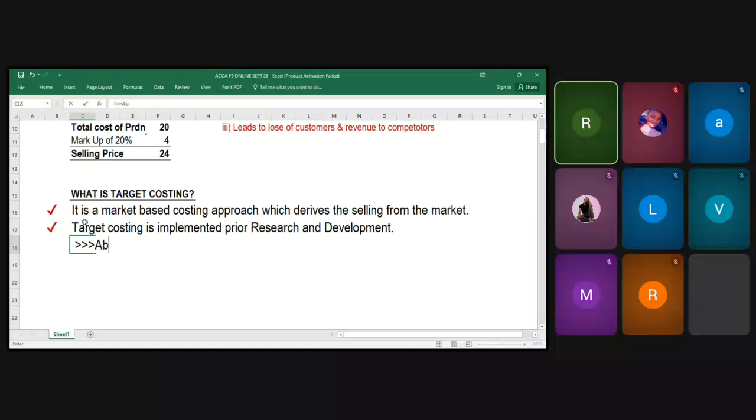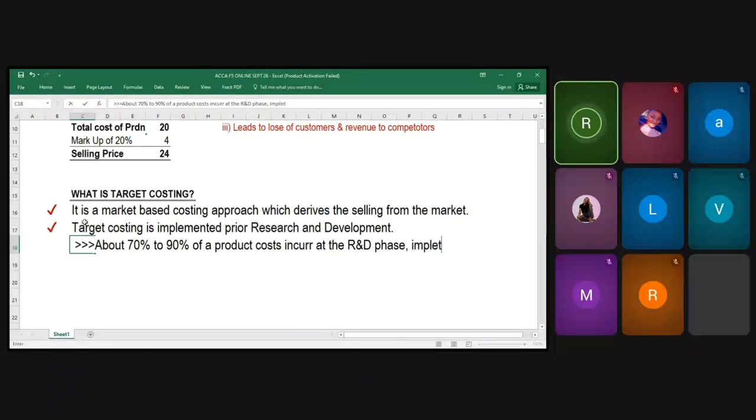about 70% to 90% of a product cost is incurred at the R&D phase. So the majority or bulk of our costs do occur at the research and development phase.